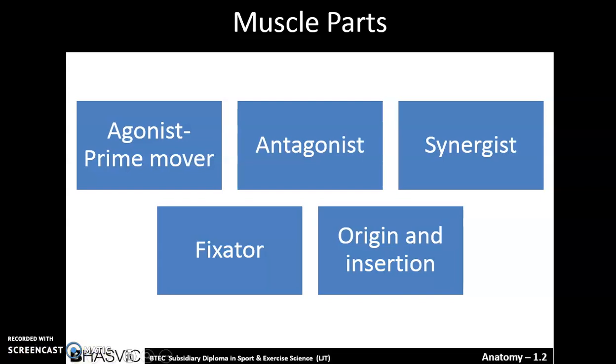The synergist helps the agonist muscle with movement. This is as it adds force and stability. For example, during a bicep curl, this would be the deltoid muscles. The fixator gives the agonist muscle stability, and it prevents any unwanted movement.